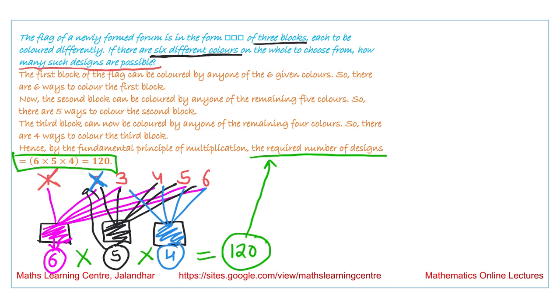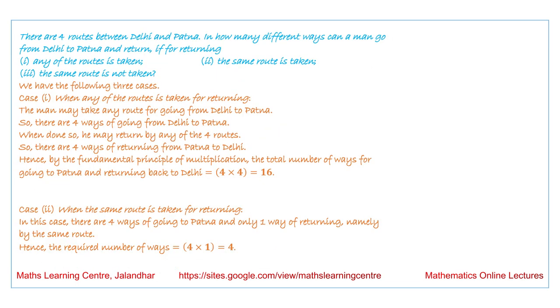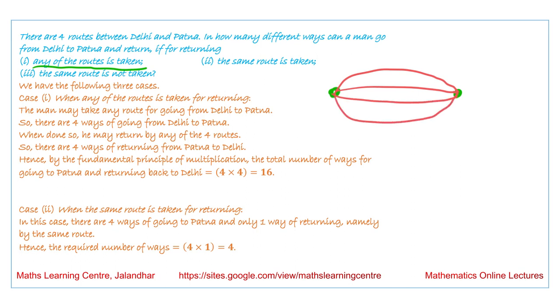Next, there are 4 routes between Delhi and Patna. In how many different ways can a man go from Delhi to Patna and return if for returning any of the routes is taken? First case. Suppose this is the situation, and the routes we have, there are 4 different routes. So this is Delhi and this is Patna. In the first case, any of these routes is taken.